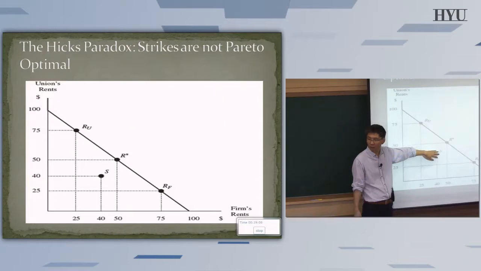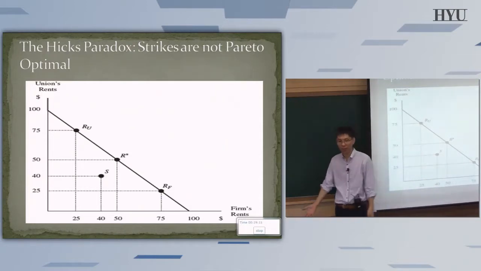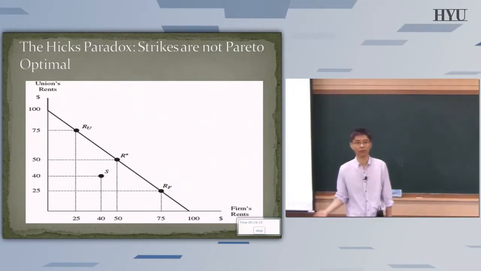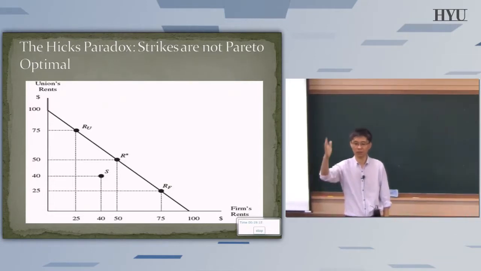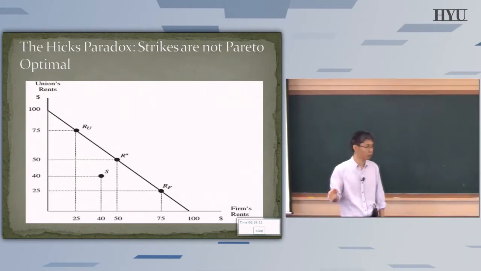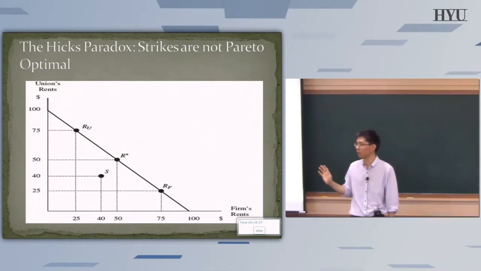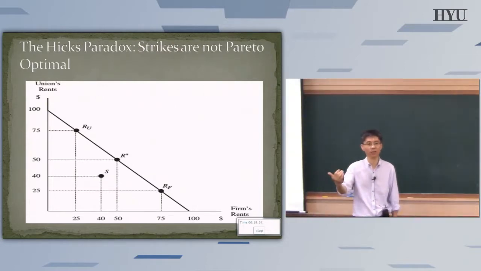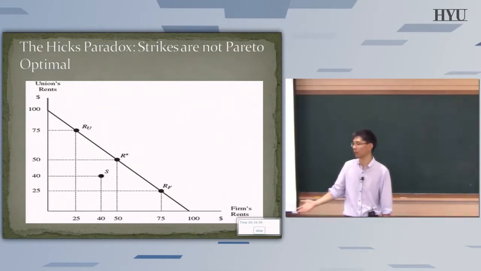So why do strikes happen? That's the question. It seems to be a pretty wasteful activity. If they knew that they're going to be at 50% and 50% from the beginning, they should just decide on 50-50 and then move on. But they bargain, and then sometimes they go on a strike, and actually what they get is less than what they could get without any strike activity.